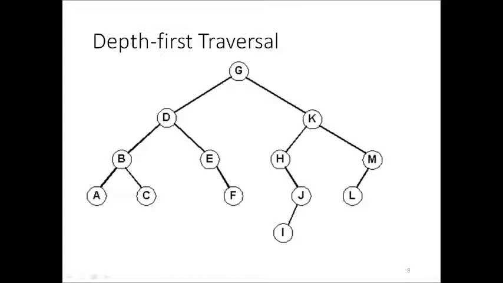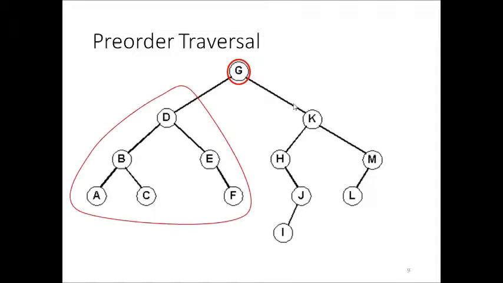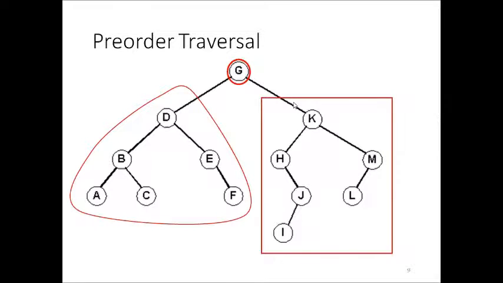Let's look at an example. I will only give a step-by-step example for pre-order traversal. People watching this video are encouraged to go through the other two traversal strategies by themselves. Suppose we want to traverse this tree using pre-order traversal. According to the strategy, we will first visit node G, which is the root node. Then we recursively traverse the left subtree rooted at D, followed by the right subtree rooted at K.